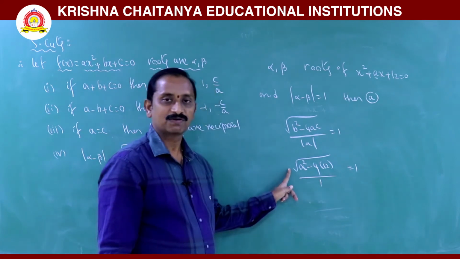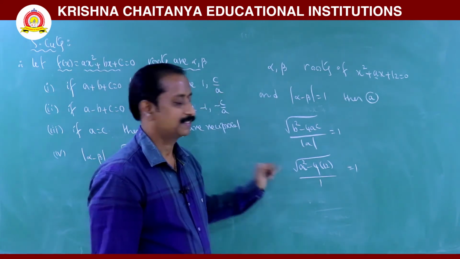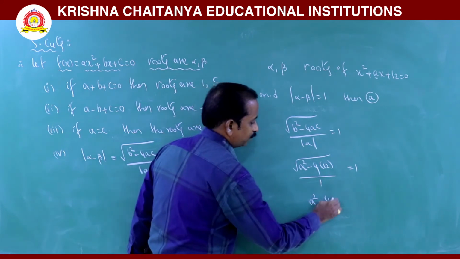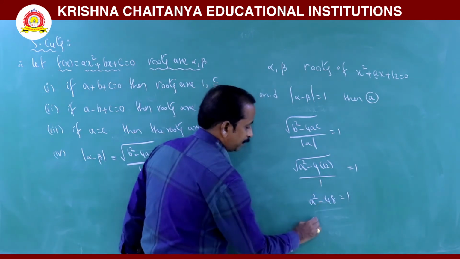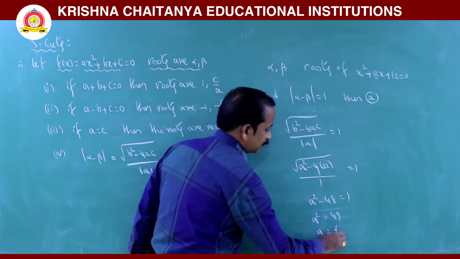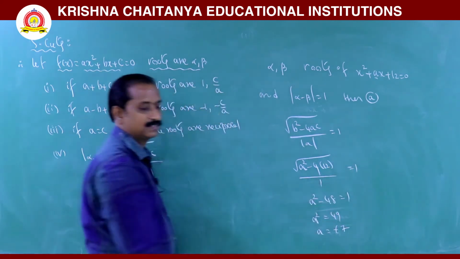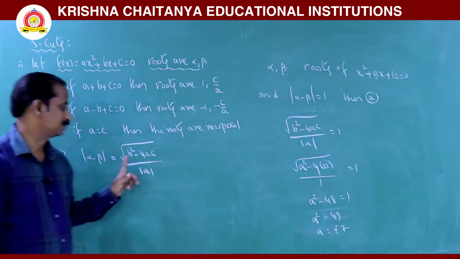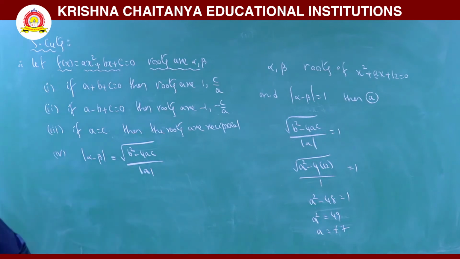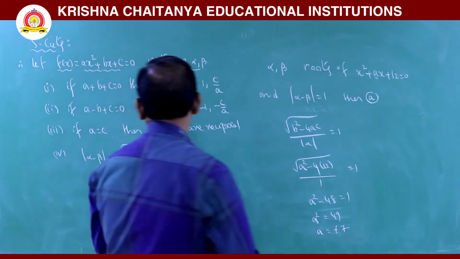For cancelling the square root, squaring on both sides. After squaring, it becomes a square minus 48 is equal to 1, a square is equal to 49. The value of a is nothing but plus or minus 7. So for this respective condition, that is one of the examples. Next, come to another one. What about another one?